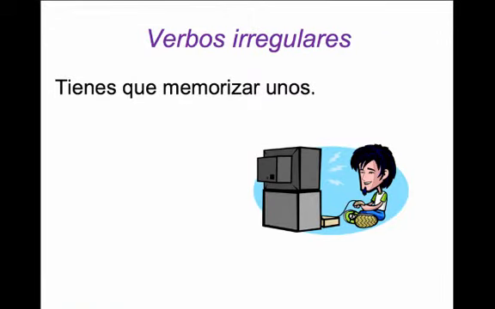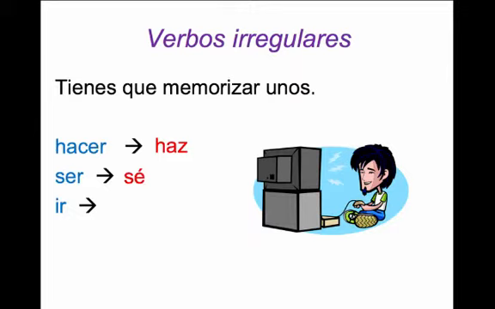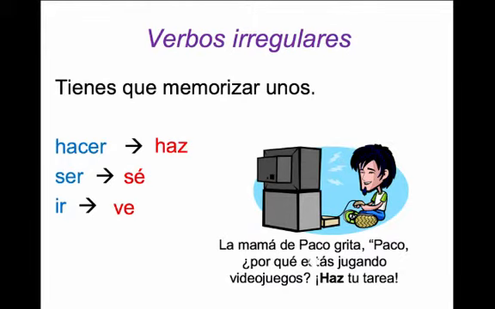There are some irregulares. So these ones you have to memorize. Hacer, as we saw in our first example, becomes haz. Make sure you pronounce that correctly. Ser becomes sé with an accent. And ir becomes ve. So here, la mamá de Paco is yelling, Paco, ¿por qué estás jugando videojuegos? Haz tu tarea. Do your homework. Why are you playing video games? I'm sure you never hear that.